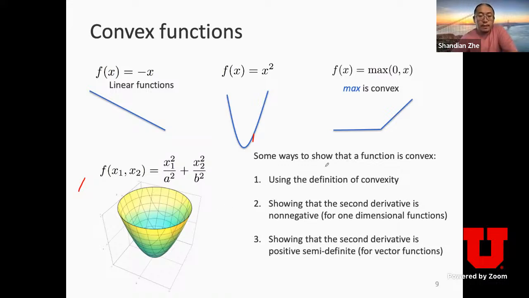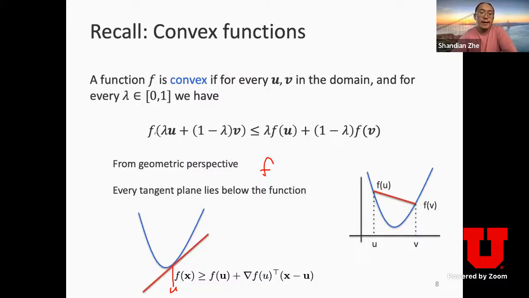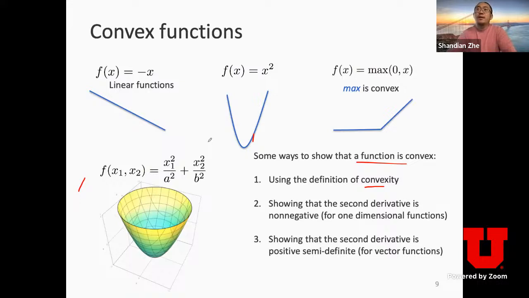So here's an arbitrary function. How do we test whether this function is convex or not? There are several commonly used ways. First, you can just use the definition of convexity. You need to show that for two arbitrary locations in the domain, this convexity inequality holds. This is the most general way of showing convexity, but in many cases it's a little bit non-trivial. It's not very easy to show.